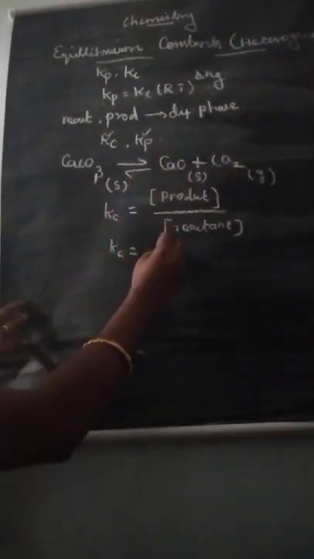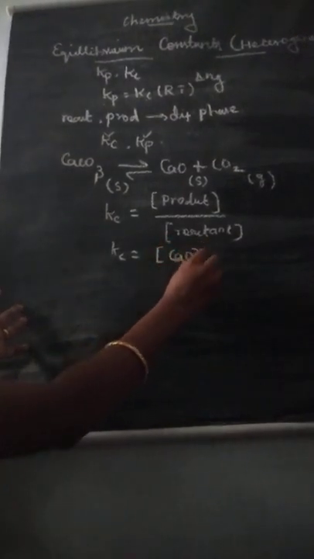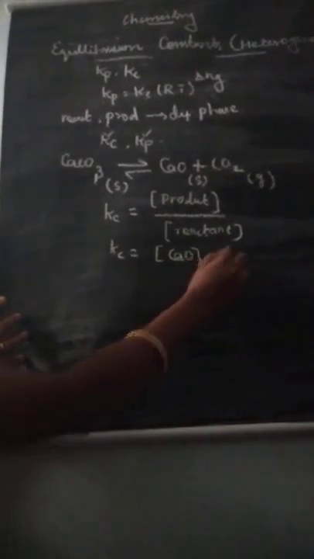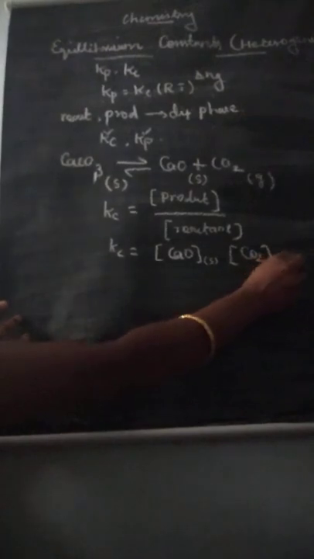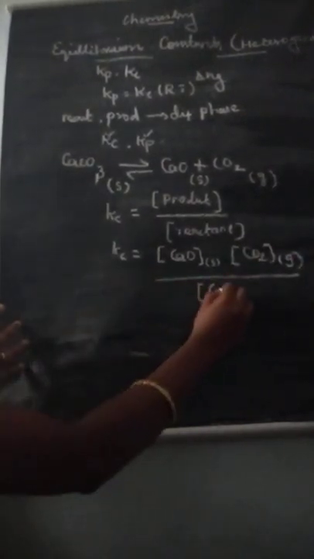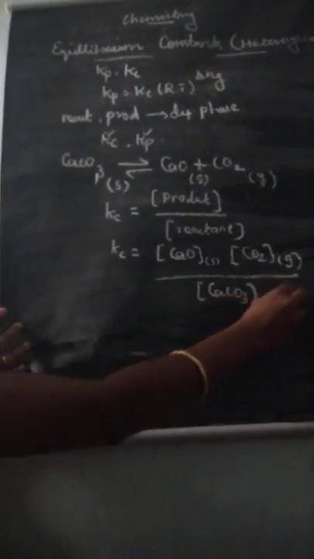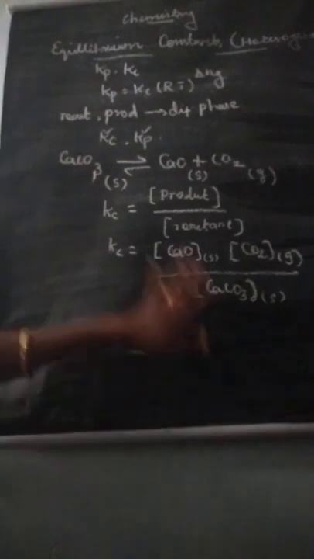Can you tell the formula for Kc? You learned the definition of Kc: the ratio of concentration of product to the concentration of reactant. So can you tell the answer? Kc is equal to the concentration of products. What are the products present? Calcium oxide and carbon dioxide. So tell the answer. Concentration of calcium oxide, which is solid, and concentration of carbon dioxide gas, divided by the reactant concentration of calcium carbonate solid. Understand? So you can write the Kc formula: Kc is equal to concentration of product divided by concentration of reactant.